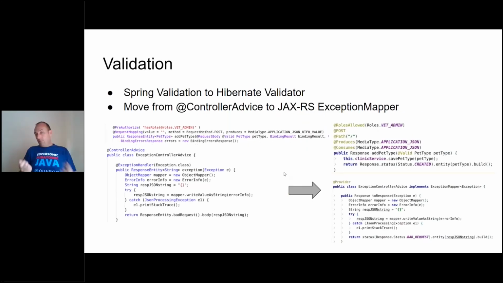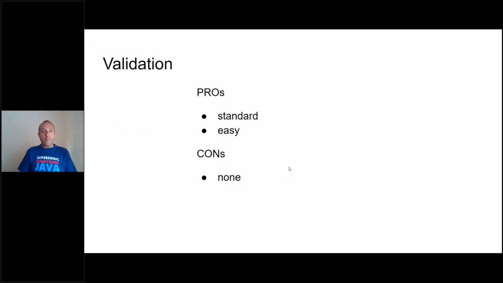For validation, easy. Just going from Spring validation to Hibernate Validator, and then we will have also the usual Valid and constraints annotations. And moving from a controller advice annotated class to an exception mapper. The code for the mapper is basically the same, and that's it. Just simply create a mapper based on a top-level exception, and then it will define the response for the REST endpoint. So it's very, very easy.